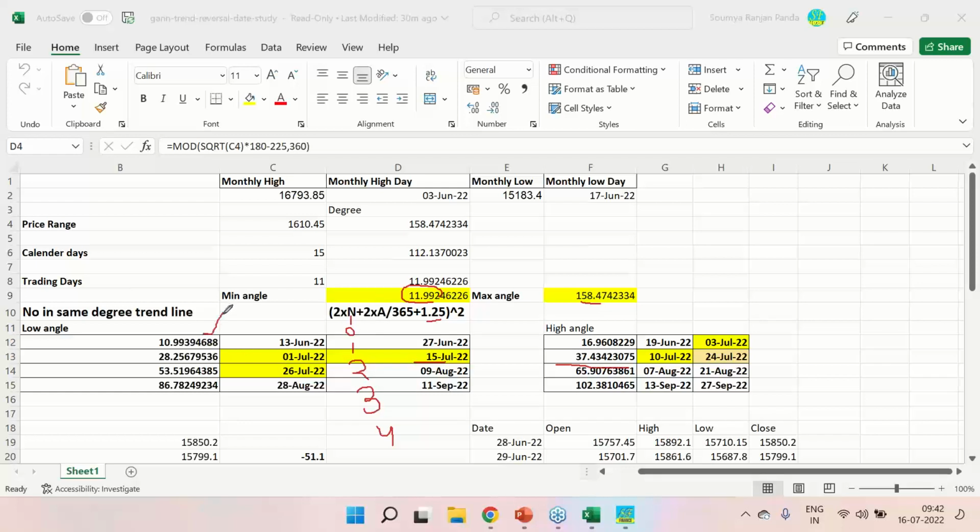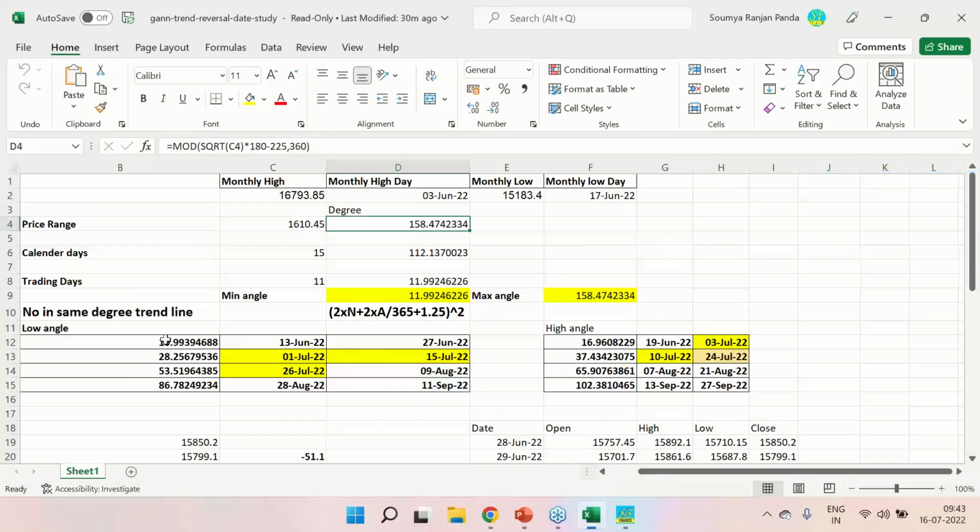Taking n as 1, I am getting 11. Taking n as 2 and a as 12, I am getting 28. Taking n as 3 and a as the same 12, I am getting 53. Like this, I have all the numbers. If you click on a particular cell, you will come to know what formula is used. 1.25 is a constant, 365 is the days in a year, and it is taken twice the angle. So this is the formula to find the numbers in the same degree trend line.